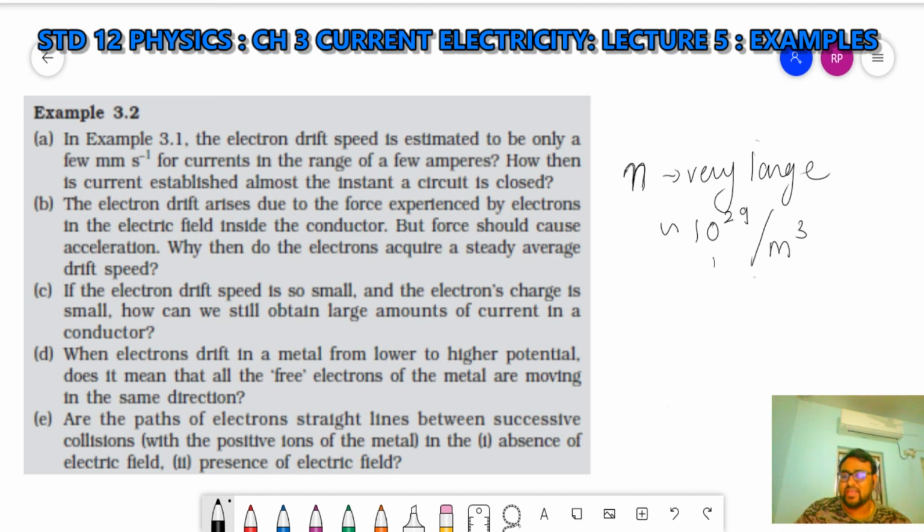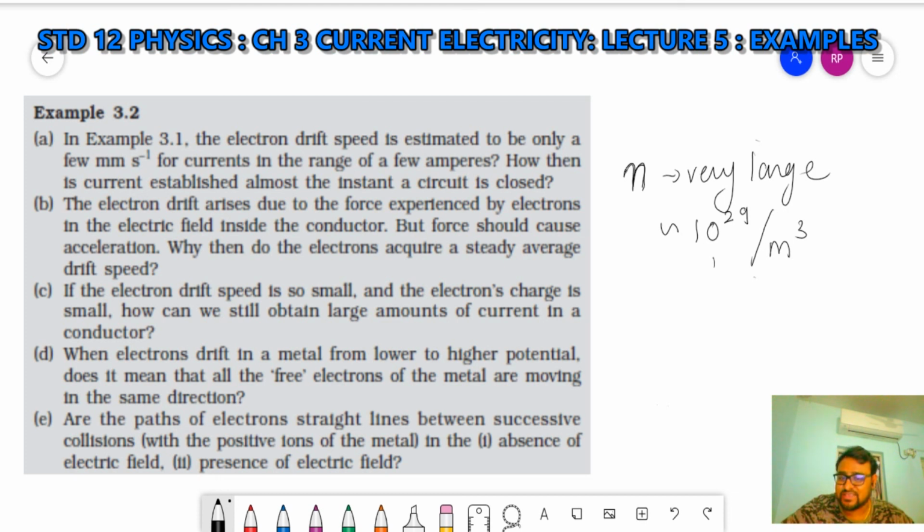Next, D. When electrons drift in the metal from lower to higher potential, does it mean that all free electrons of the metal are moving in the same direction? No, it does not mean that all the free electrons of the metal are moving in the same direction. Actually, electrons move with large random velocities. The drift velocity is superposed over these large random velocities of the electrons.